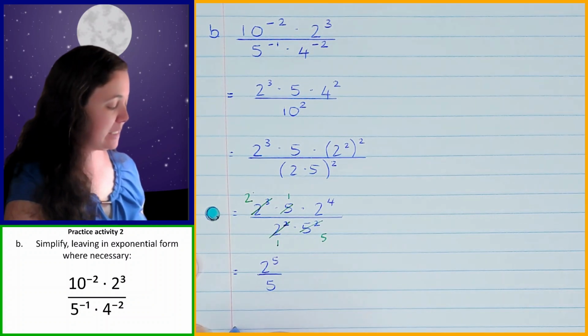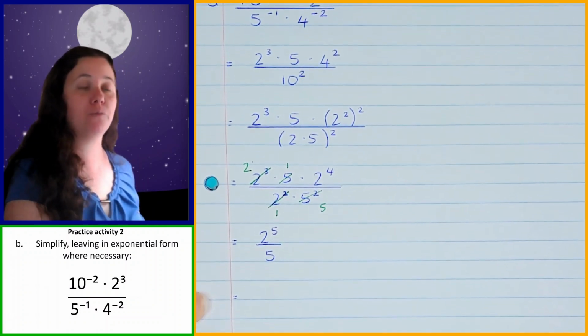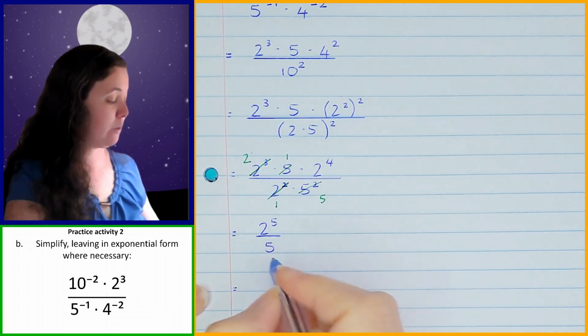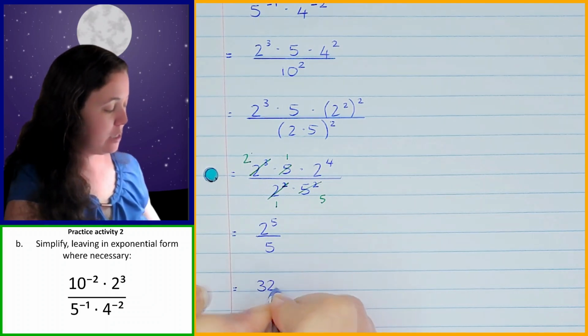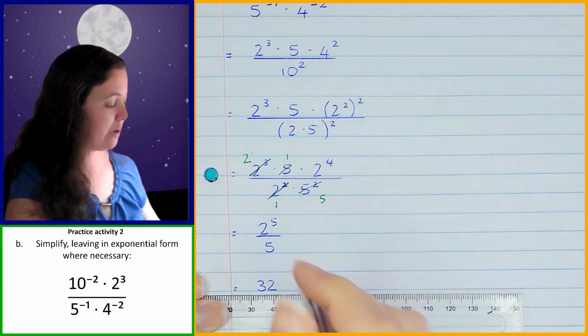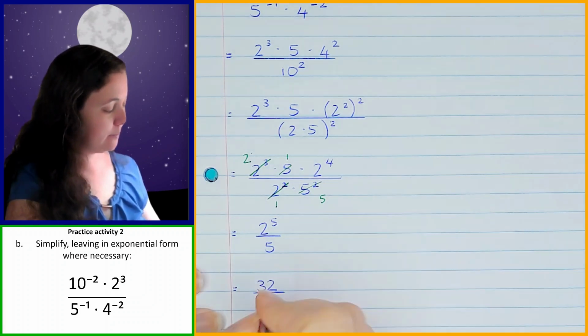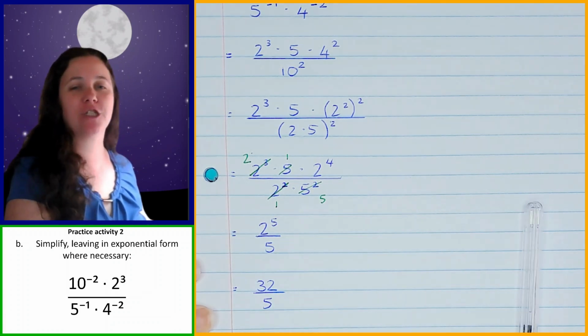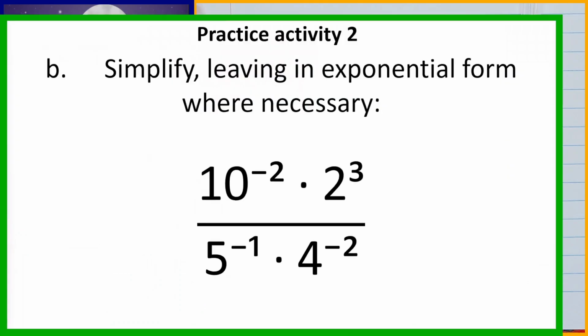Now again, just like in the previous one, this is one that you should change, because 2 to the power of 5 is one that you should know. You should know that 2 to the power of 5 is equal to 32. Okay, so that's 32 over 5. Right, so that is what you should have got for question B. Right, let's go on to question C.